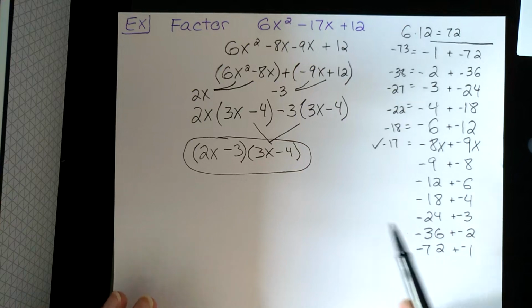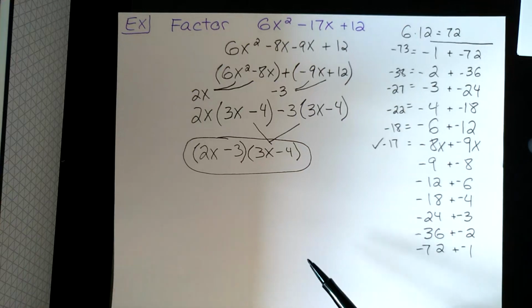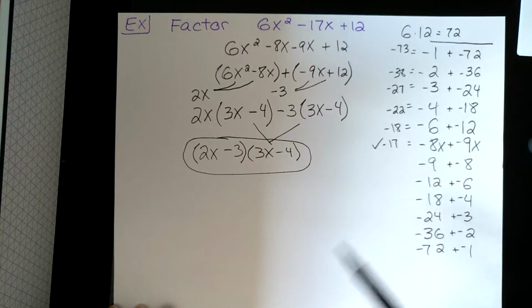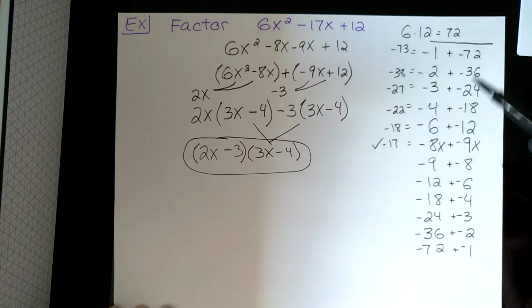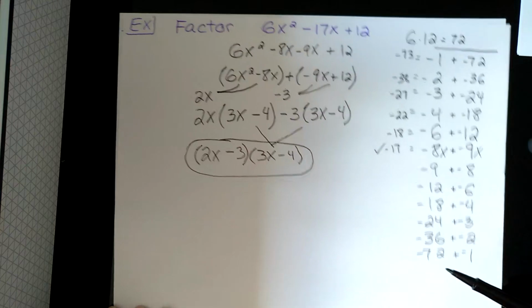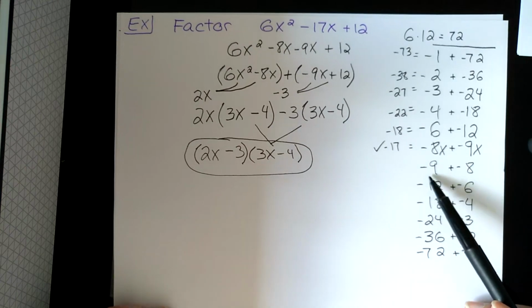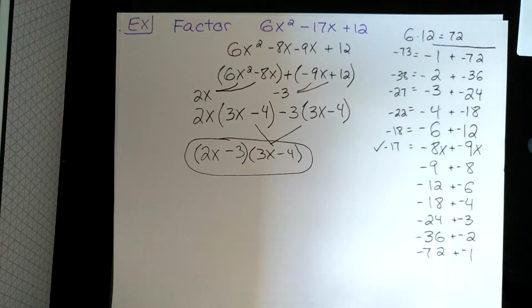So if you're someone that does not like the guess and check method, or you have trouble picturing what values multiply together and also add to equal the middle number, then the middle out method is a very efficient way to go about factoring. It just does take a bit longer.